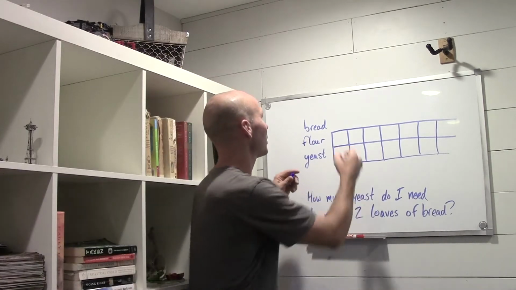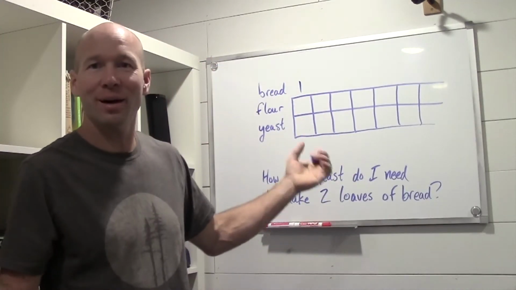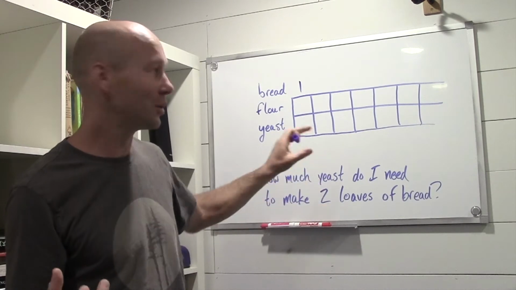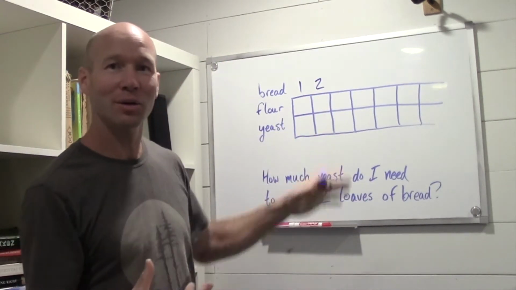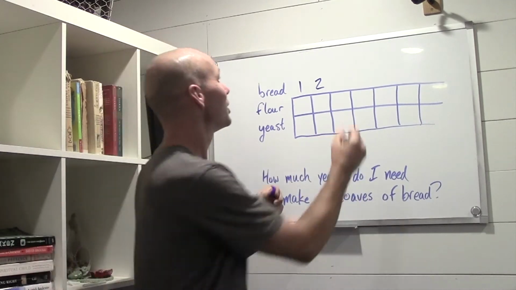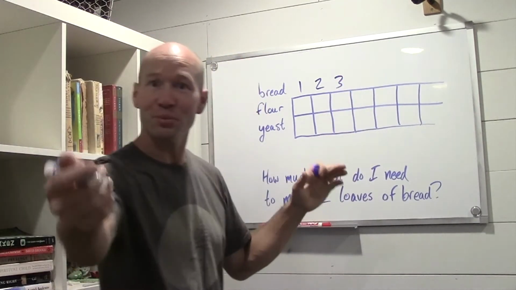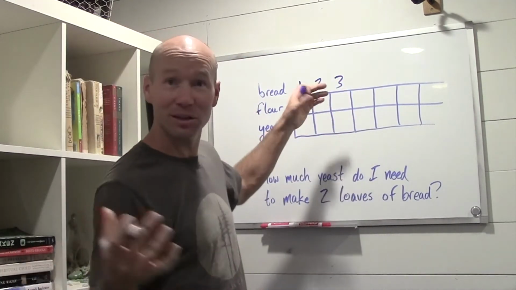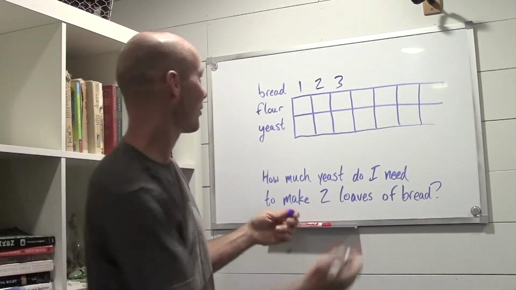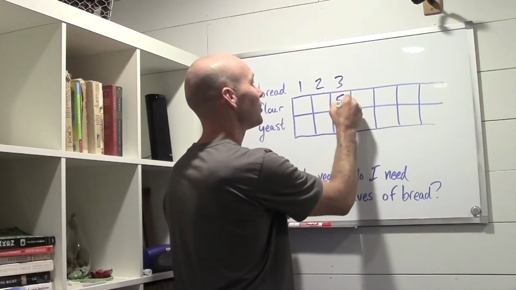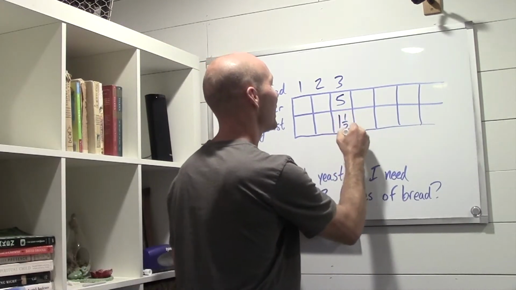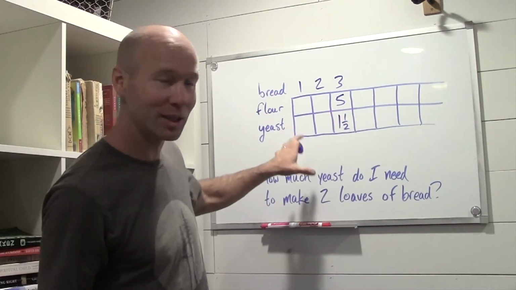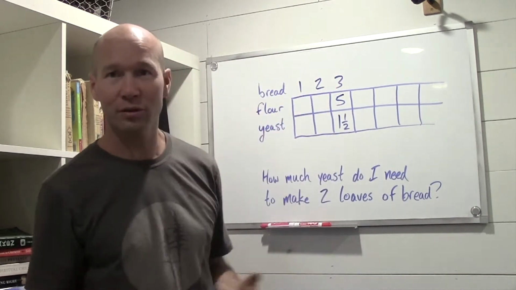So when we had 1 loaf of bread, well, we don't know how much flour and yeast we need. To make 2 loaves of bread, again, we do not know how much flour and yeast we need. To make 3 loaves of bread, yeah, we've got that information because that is what I am making right now. I've got 5 cups of white flour. I have 1.5 tablespoons of yeast to make our 3 loaves of bread.